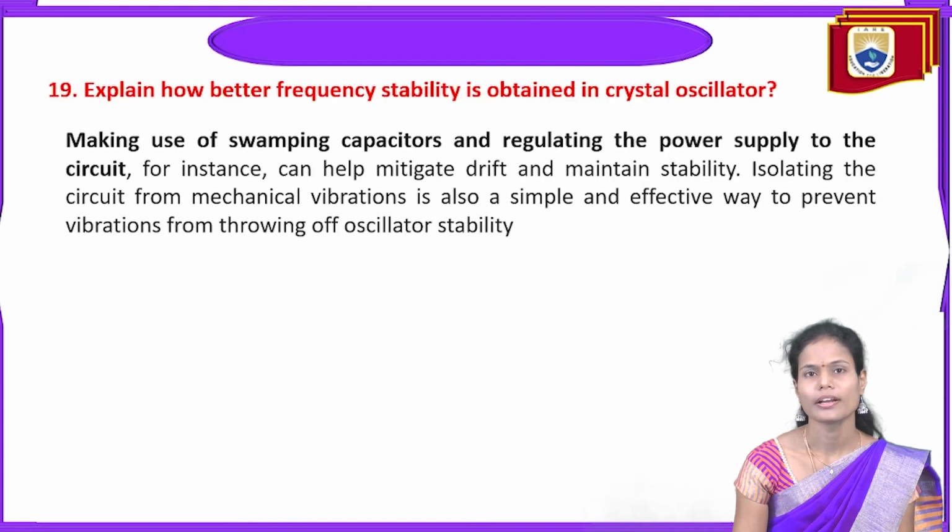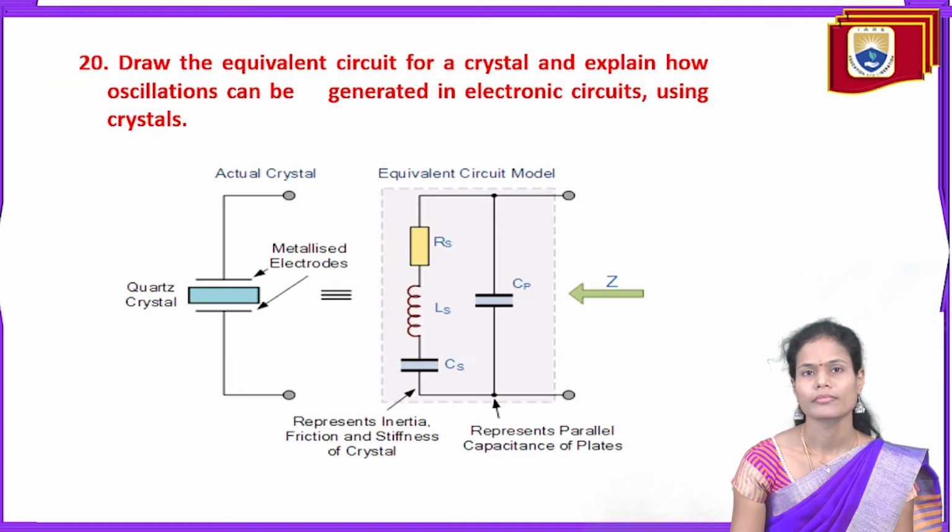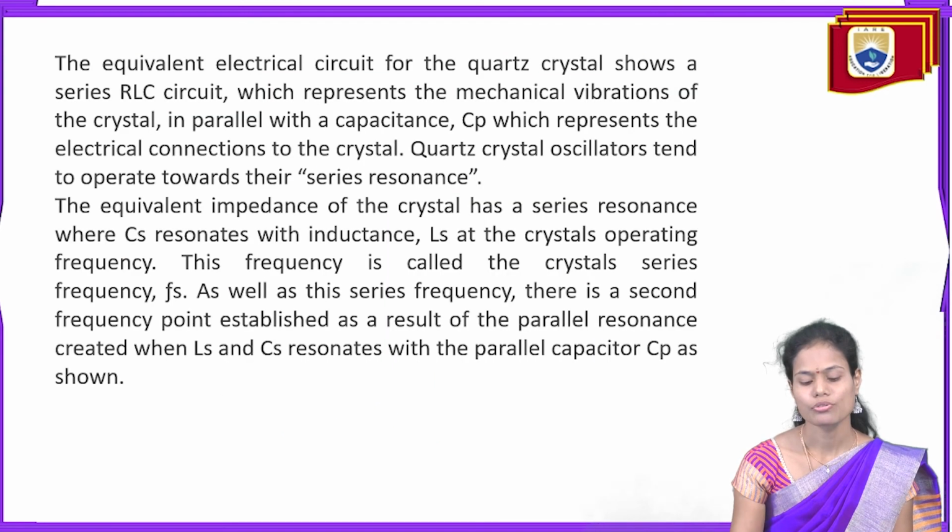And next, explain how better frequency stability is obtained in crystal oscillator. So because of using swamping capacitors and regulating the power supply circuit, we are able to stabilize this circuit. And again here also we need to explain the total operation of the crystal oscillator. And next, draw the equivalent circuit for a crystal and explain how oscillations can be generated in electronic circuits using crystals. So this is the equivalent circuit of the crystal here. So we need to explain in detail about this crystal oscillator again here.